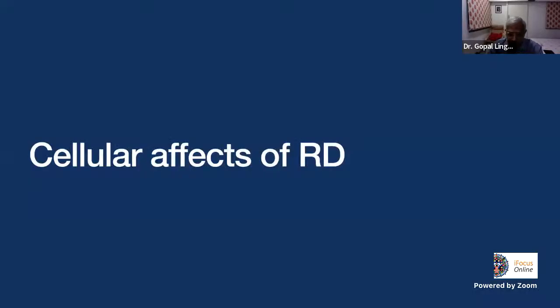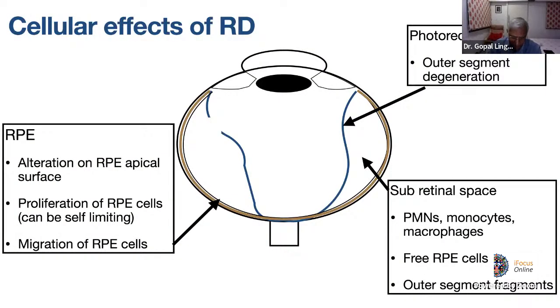So once the retina is detached, what are the cellular effects on the retina? This is important for us to understand because this has a bearing on proliferative vitreoretinopathy, etc. So the retinal pigment epithelium is altered at its apical surface, and there's proliferation of RPE cells which can be self-limiting, and then there's migration of the RPE cells through the break into the vitreous cavity where it settles mainly on the inferior part of the fundus, and that's why PVR is more significant inferiorly.